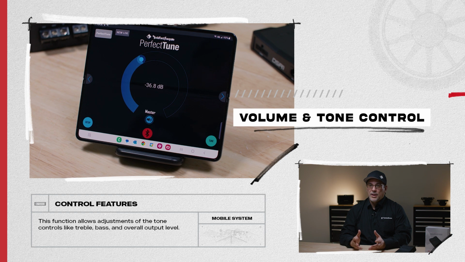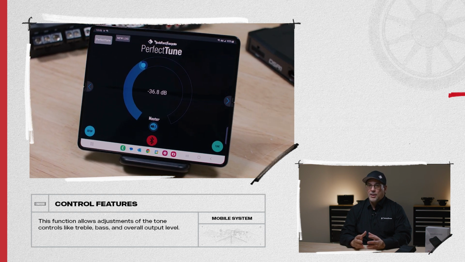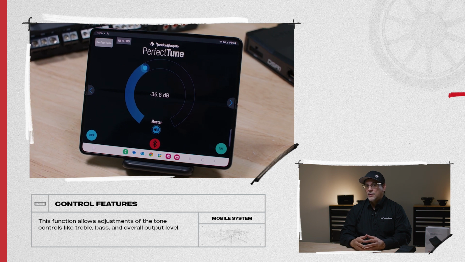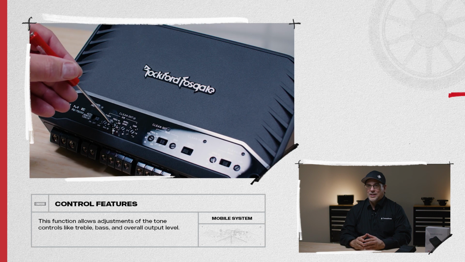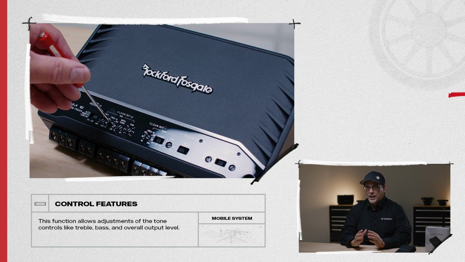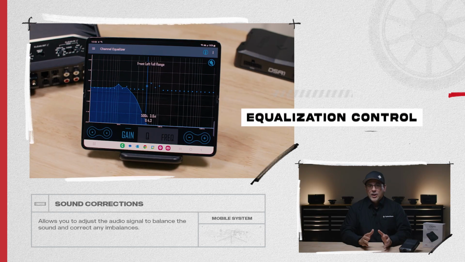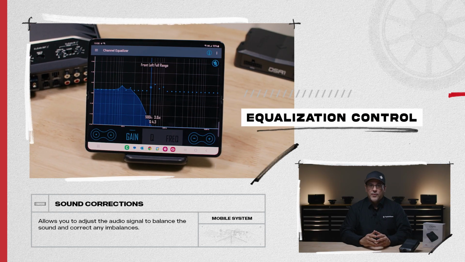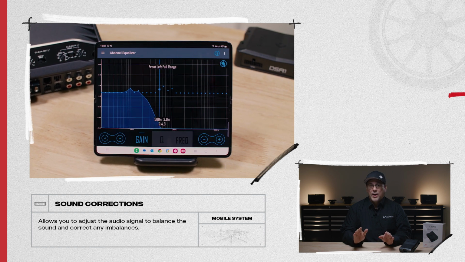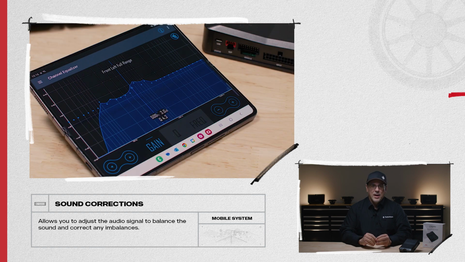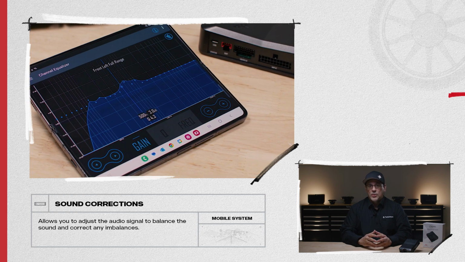We'll start with volume and tone control. This function allows adjustment of tone controls like treble and bass and the overall output level of the audio signal to ensure consistent volume across all frequencies. This is usually achieved through an analog potentiometer or a digital level control. Equalization involves adjusting the frequency response of the audio signal to balance out the sound and correct for any tonal imbalances. This is usually achieved through a graphic equalizer or a parametric equalizer.